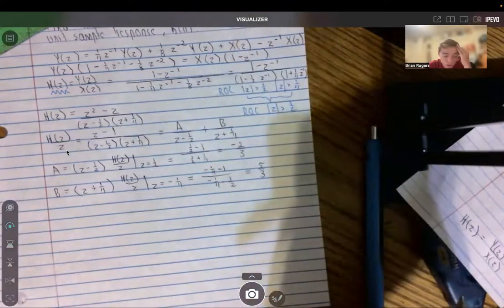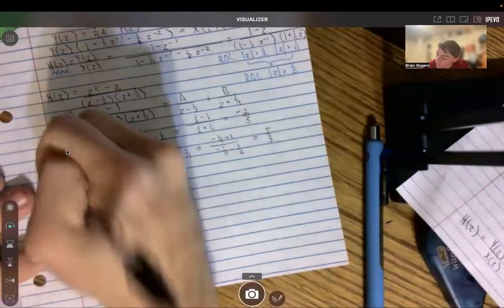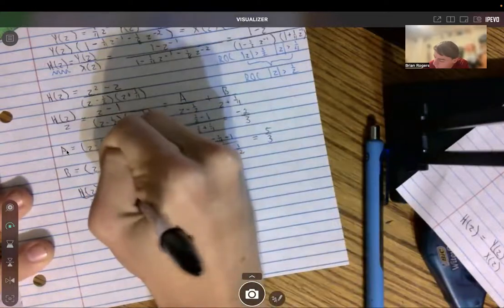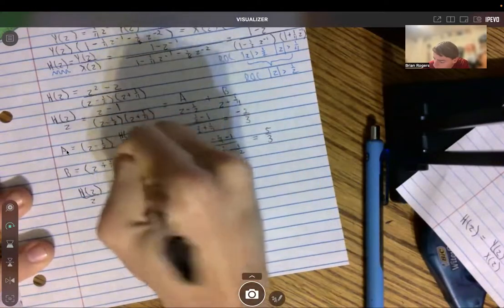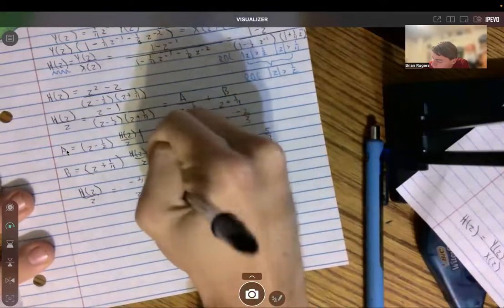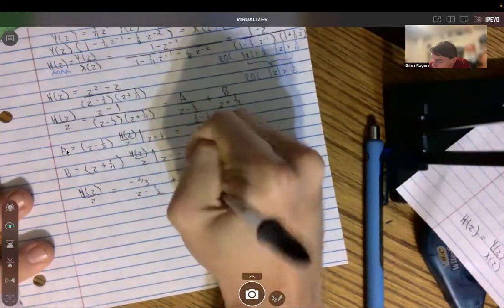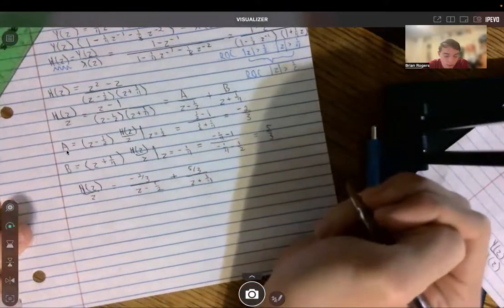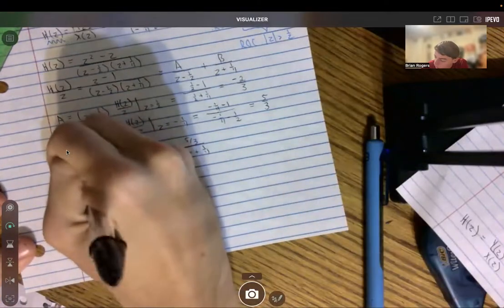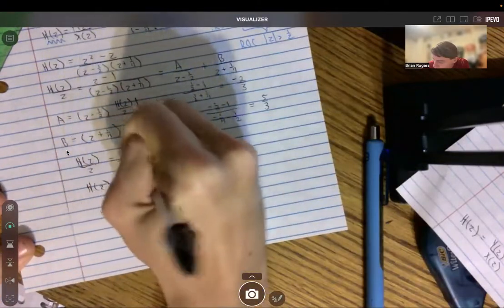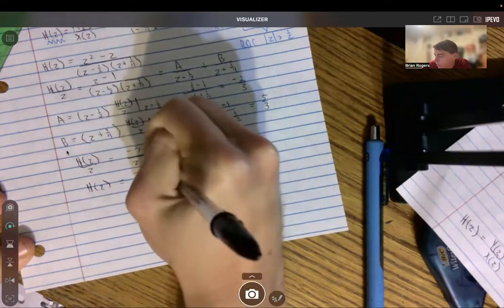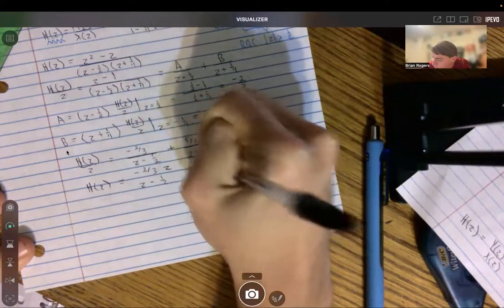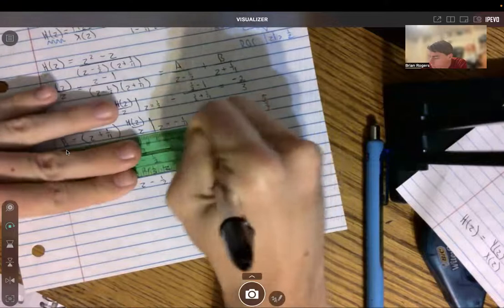The next step in that partial fraction expansion is, now we can write H(z) over z as equal to, substituting for your A, −2/3 all over (z − 1/2), and then plus 5/3 all over (z + 1/4). Now that you got it written in these two, you're going to multiply by z, so you get H(z) equal to −2/3 times z over (z − 1/2), and then multiply by z here as well, so plus 5/3 times z all over (z + 1/4).